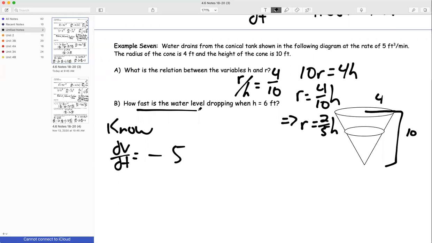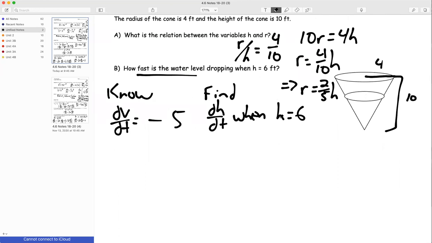So I want to find dH/dt when h equals 6. And so I need an equation that will relate all of these things, and I would give you this equation, right? The volume of a cone. Volume is going to be 1/3 pi r squared h. Pi r squared gives me the circle. Then we have the height, and it's 1/3 because it's a cone.